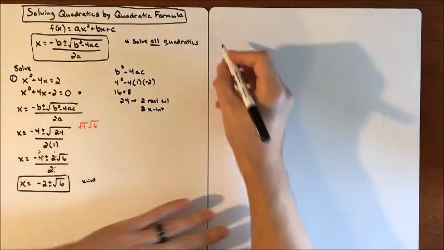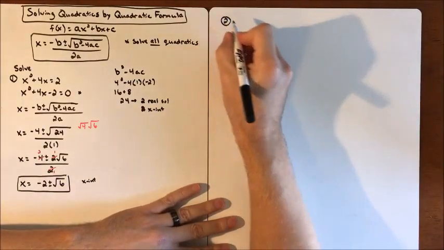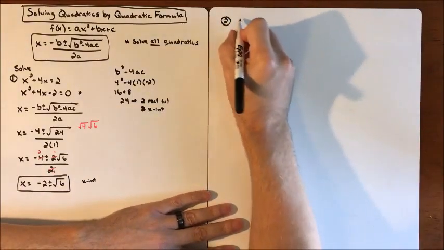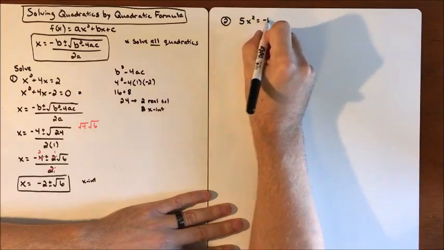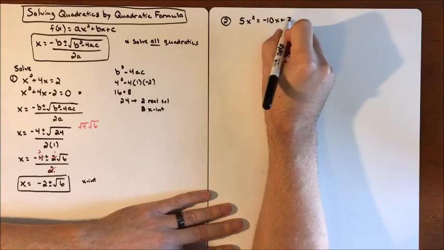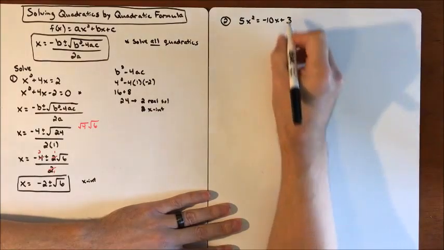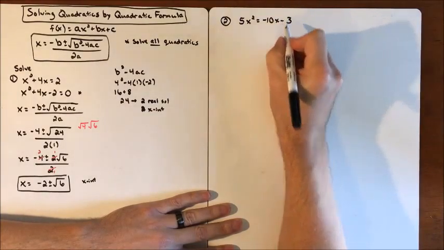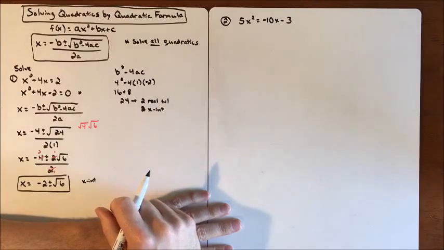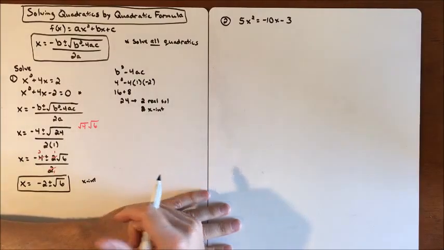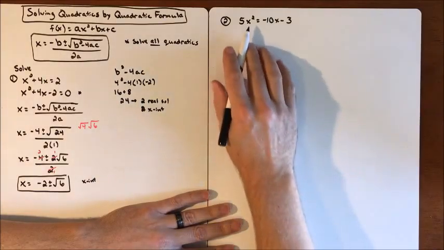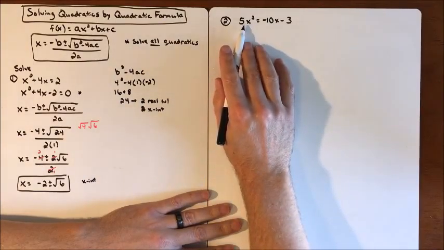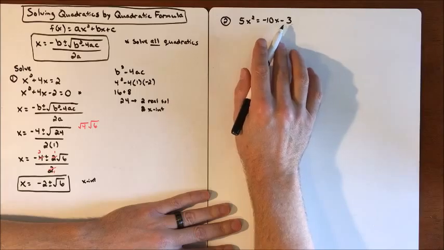Okay, so second one. We have 5x squared equals negative 10x plus 3, or minus 3. Right at the very beginning, I don't like the way it looks. It's not going to help us with quadratic formula until we get everything over to one side. I like that that's positive, so let's leave that there, which means these two terms need to come over.